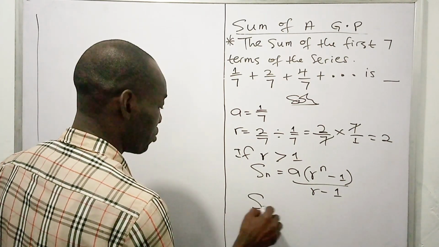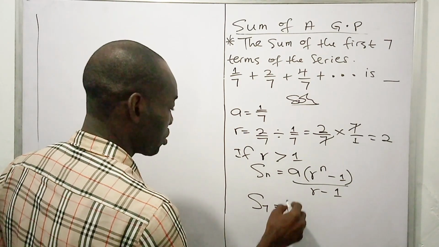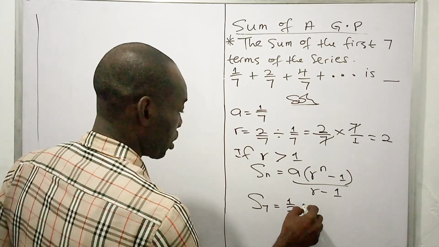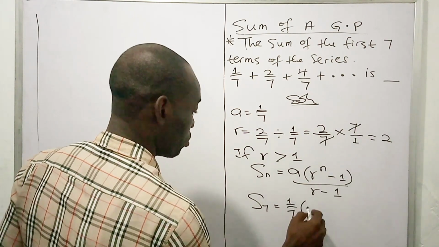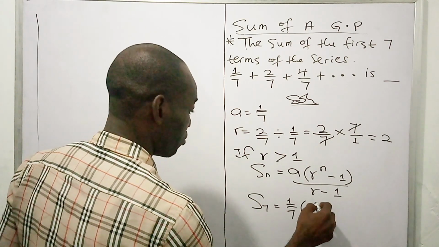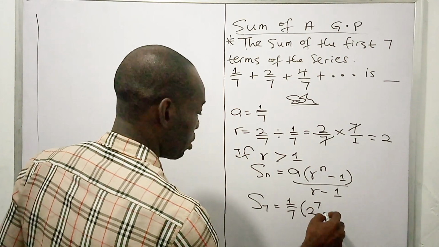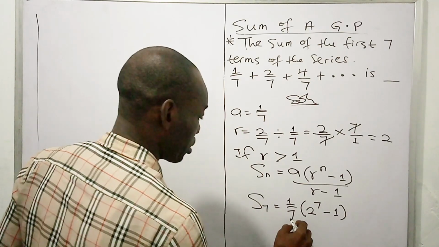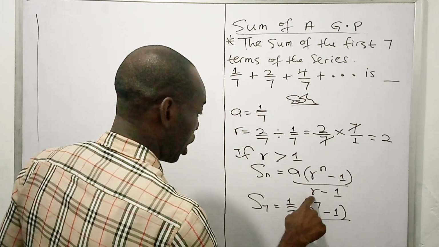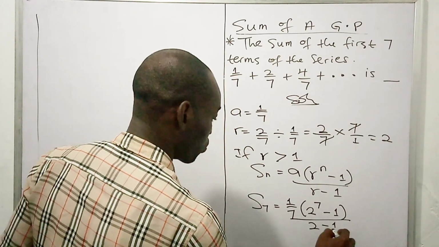So S7, the sum of the 7th term, becomes: our first term is 1/7, in brackets, our common ratio is 2, and the number of terms again is 7. So that's 2 raised to the power 7 minus 1. Close the bracket. Then the ratio R again is 2, that's 2 minus 1.